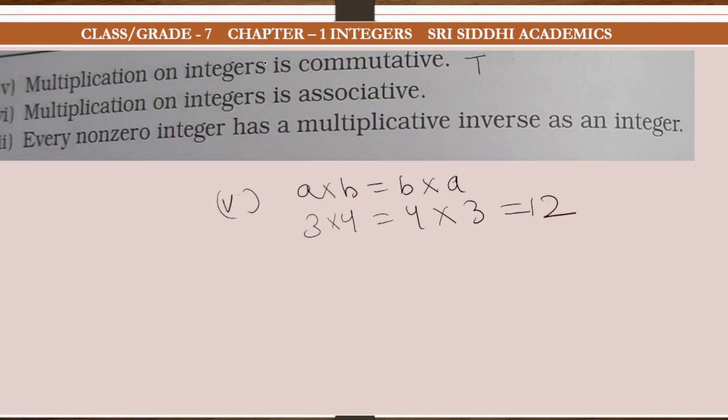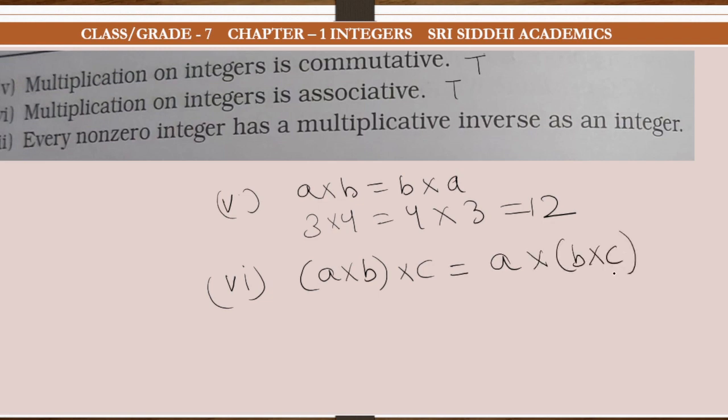Now multiplication on integers is associative. That is also true. If we change the brackets, it doesn't change the answer. A into B into C. If you put A into B in parentheses, it means you solve this first, you multiply these two first, and then multiply with C. Or you change the order: you first multiply B into C by putting them inside parentheses, multiply B and C first and then multiply with A. The product is going to remain the same. So multiplication on integers is associative. This question number 6 is true. T for true.